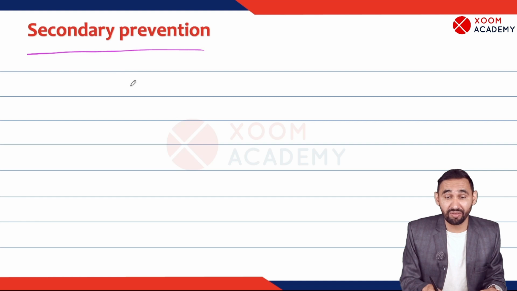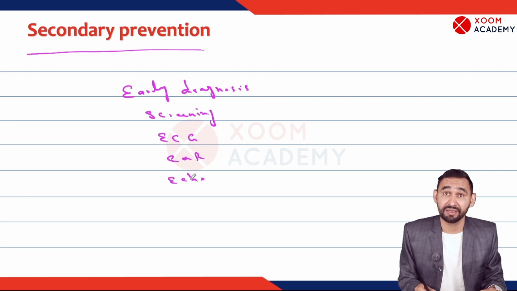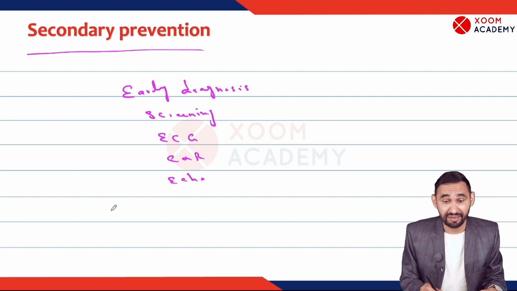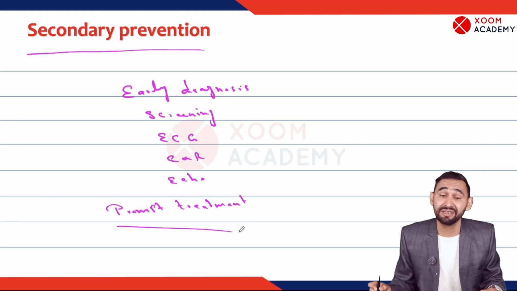We must diagnose. There is early diagnosis by screening. Screening of high-risk individuals. Early diagnosis by ECG, chest X-ray, echocardiography. These are the tests that can be performed on high-risk individuals. They are diagnosed and then they are treated. Early diagnosis and prompt treatment. Early diagnosis is beneficial only if we treat as early as possible. We need to treat cardiac diseases. We need to treat the root cause.